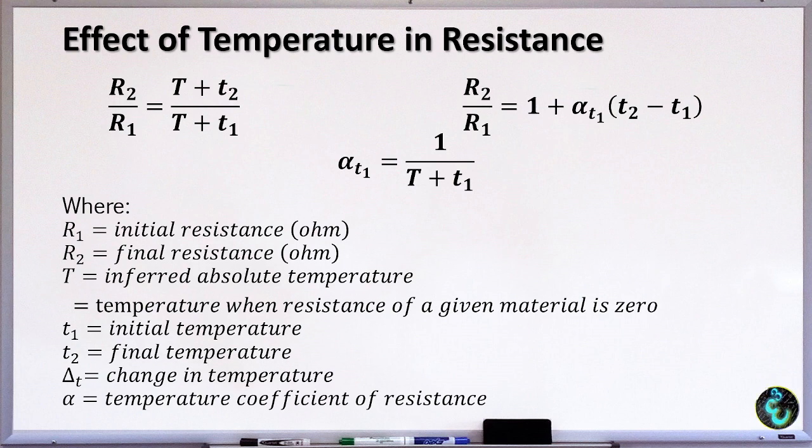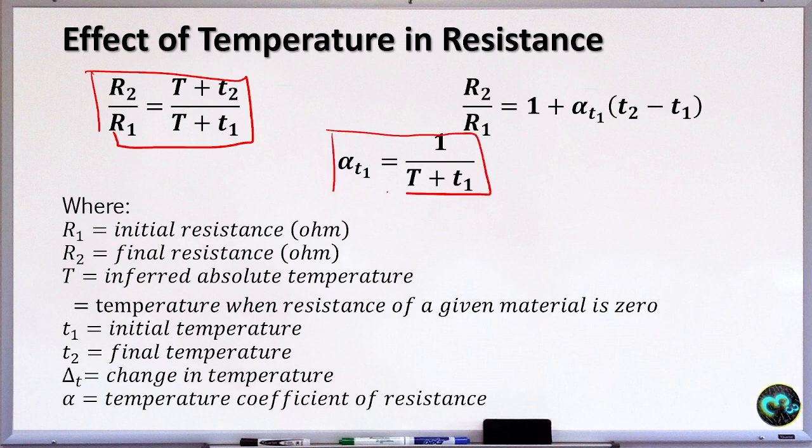If you are going to have that one in calculation, so ito yung mga formula. Okay? So ito din, pwede rin to na formula. At ito, no? So your R2 is your new resistance, your R1 is the initial, your T is the inferred temperature. So that is the temperature in which the resistance of your material is zero. No? So depending on the type of the material, iba-iba ang kanilang inferred temperature. Your T2 is the final temperature and your T1 is the initial temperature. Your alpha T1, that is the temperature coefficient of resistance.